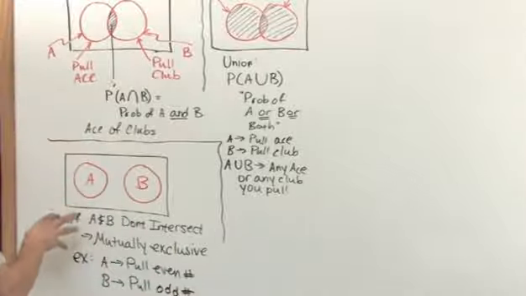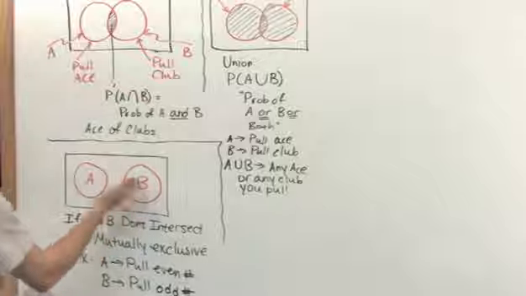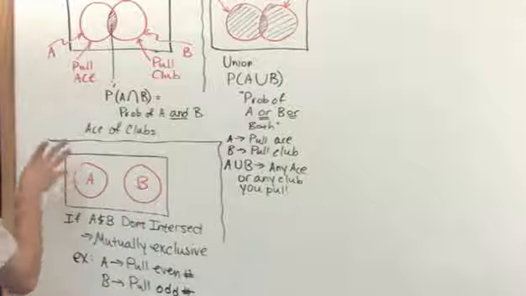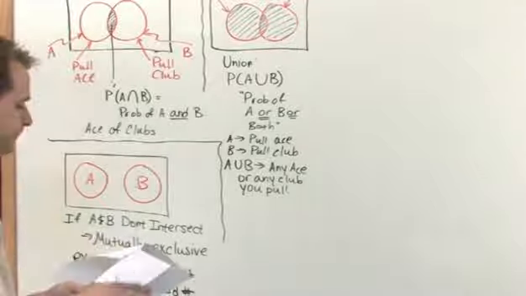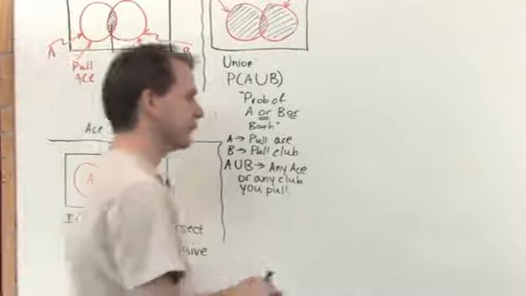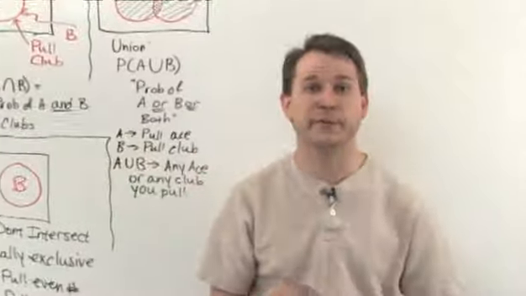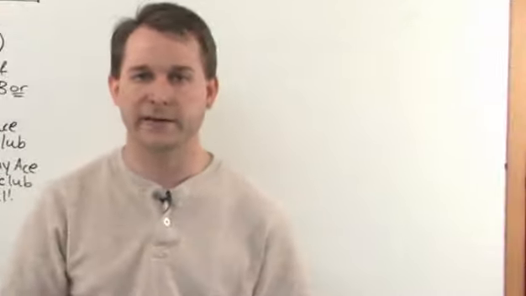And of course there's mutually exclusive, when event A and event B actually have nothing in common with one another, and it's impossible for them to happen at the same time. And I gave you some examples of that. That would be what would be called a mutually exclusive event.